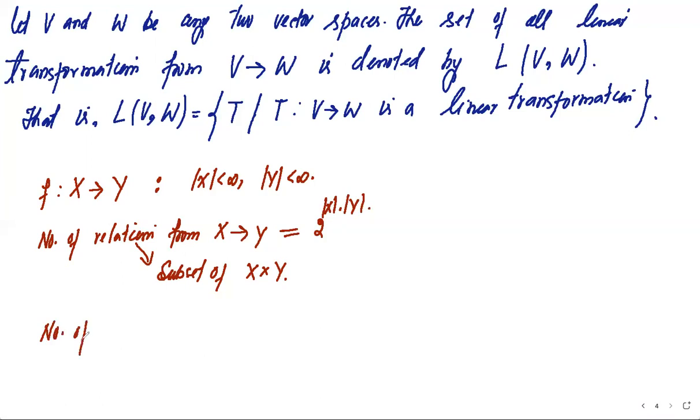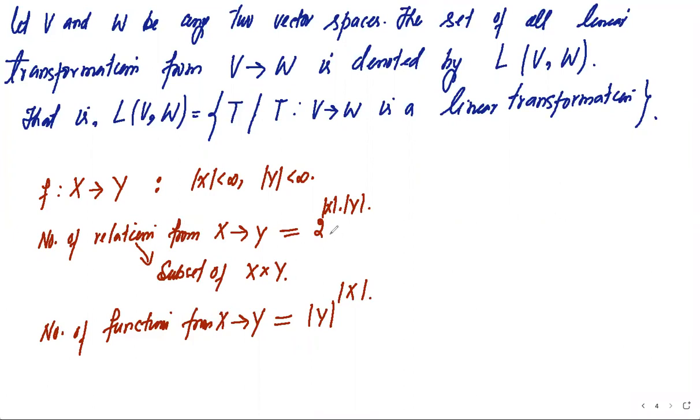So now what is the number of functions from x into y? This is equal to the cardinality of y power cardinality of x. In the same way, you can see what the number of one-one functions is. You can also find out the number of onto functions and so on. But we do not need that here.